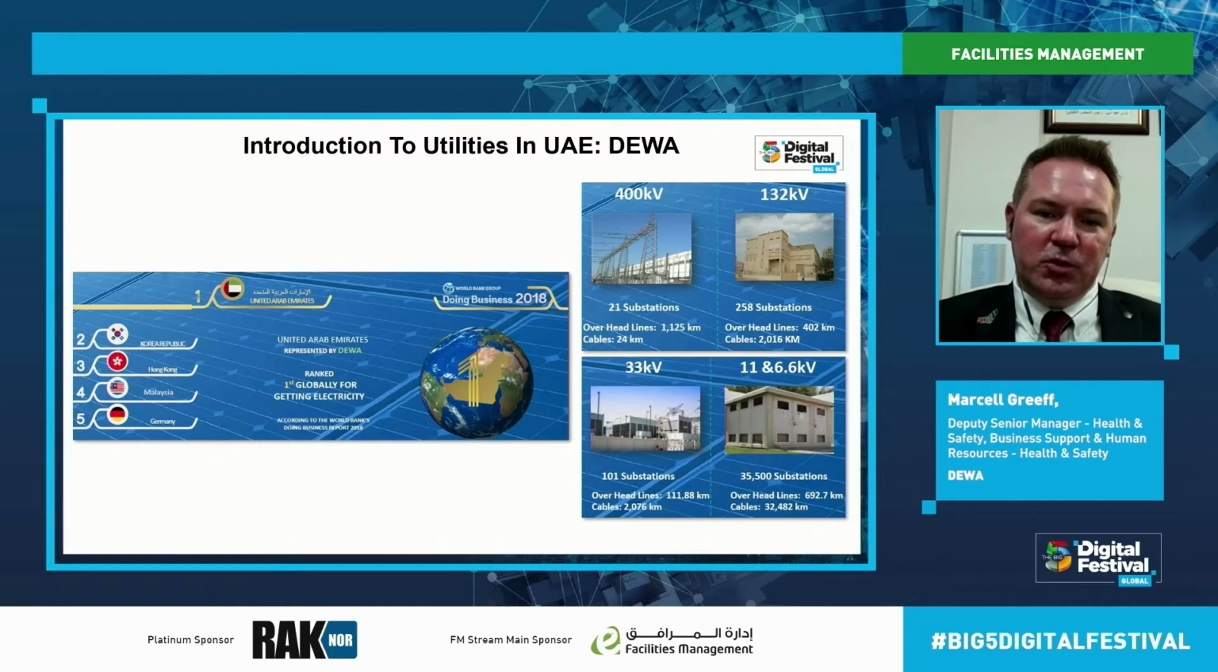From a scope point of view, DEWA has 21 400 kV substations, 258 132 kV substations, 101 33 kV substations, and more than 35,000 11 and 6.6 kV substations. Taking that huge scope of work in mind, DEWA is really excellent, as I said. As an example, in 2018 the UAE, represented by DEWA, ranked number 1 globally for getting electricity.